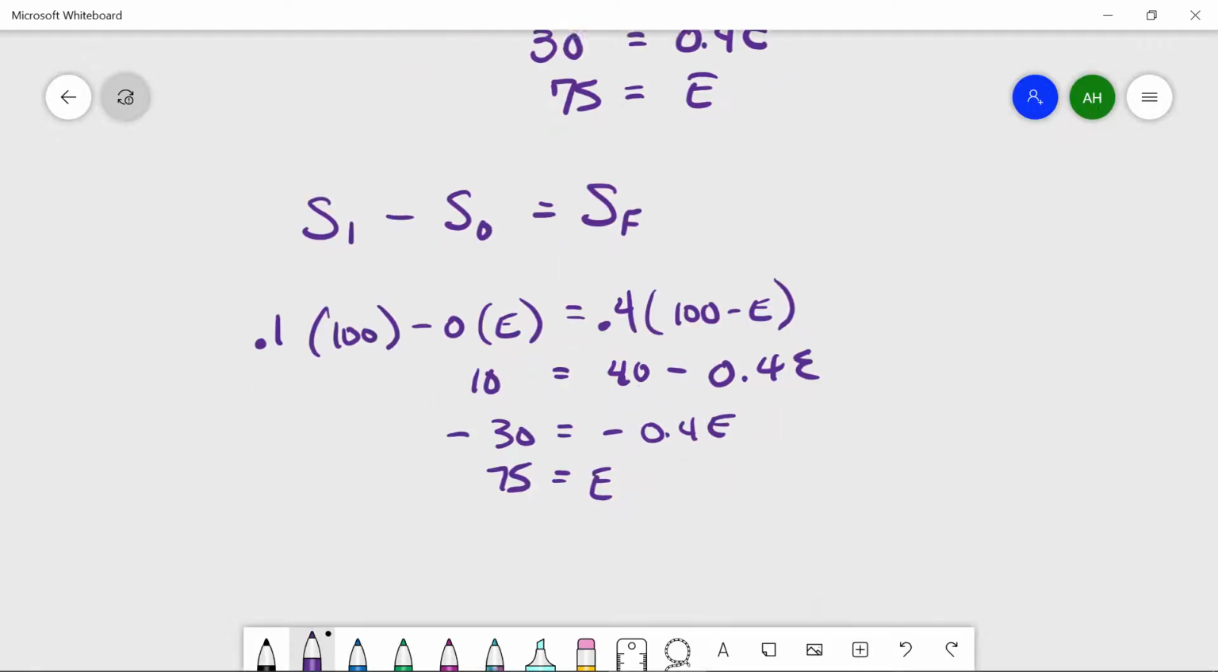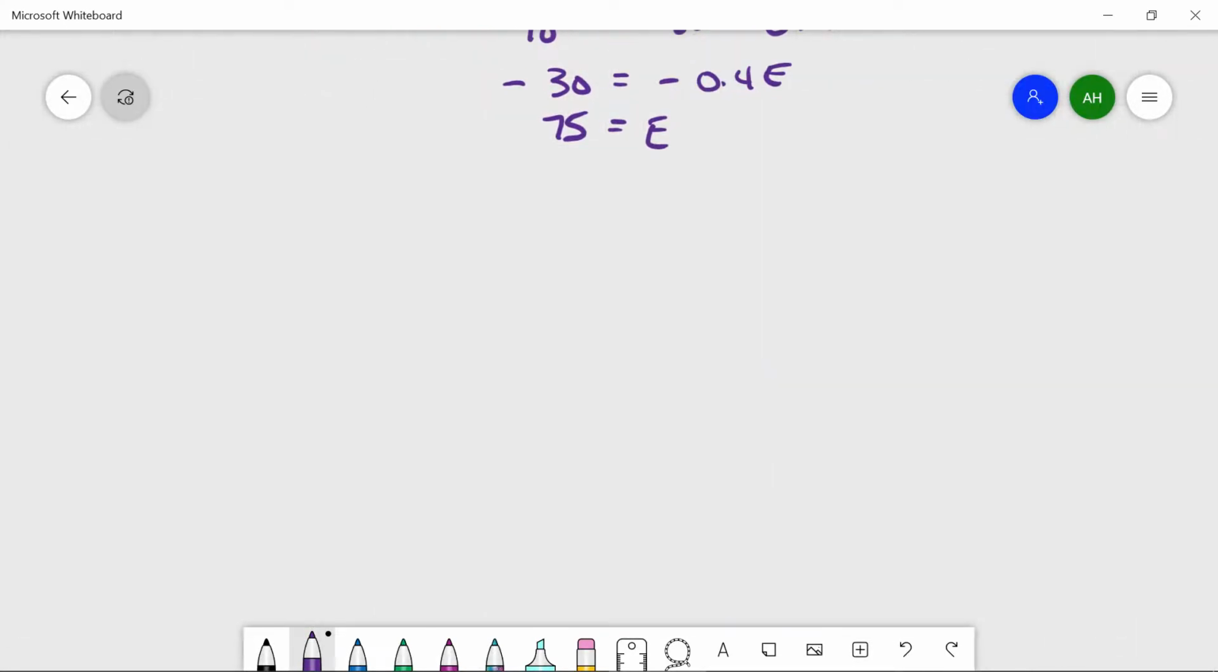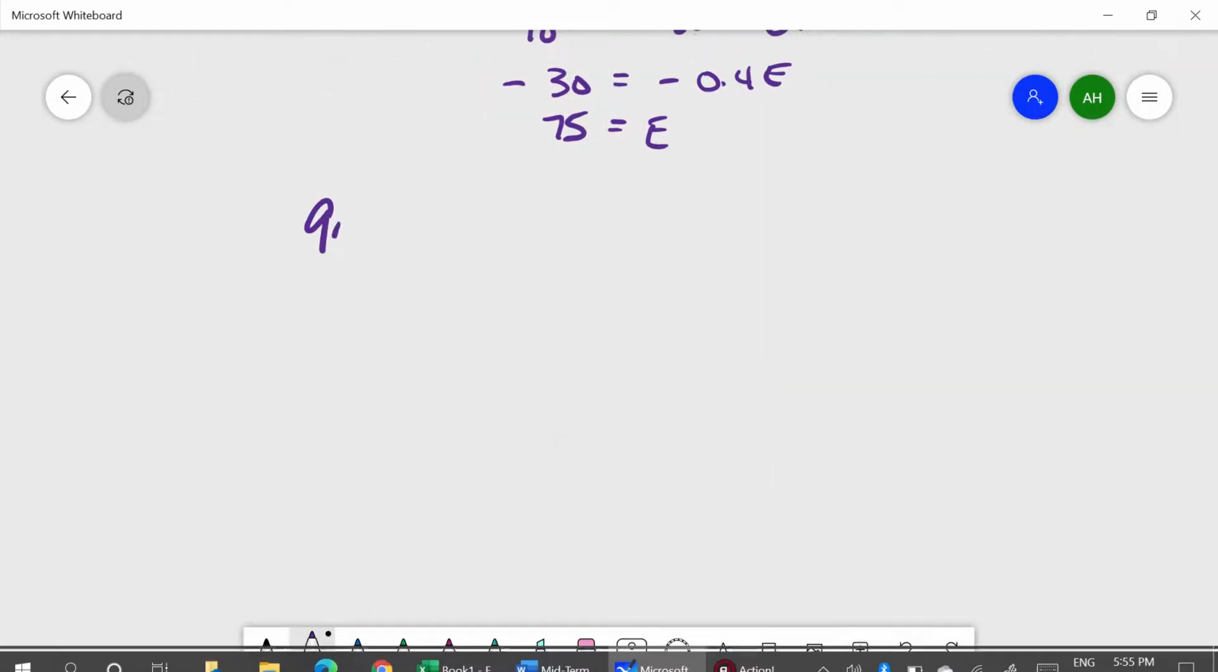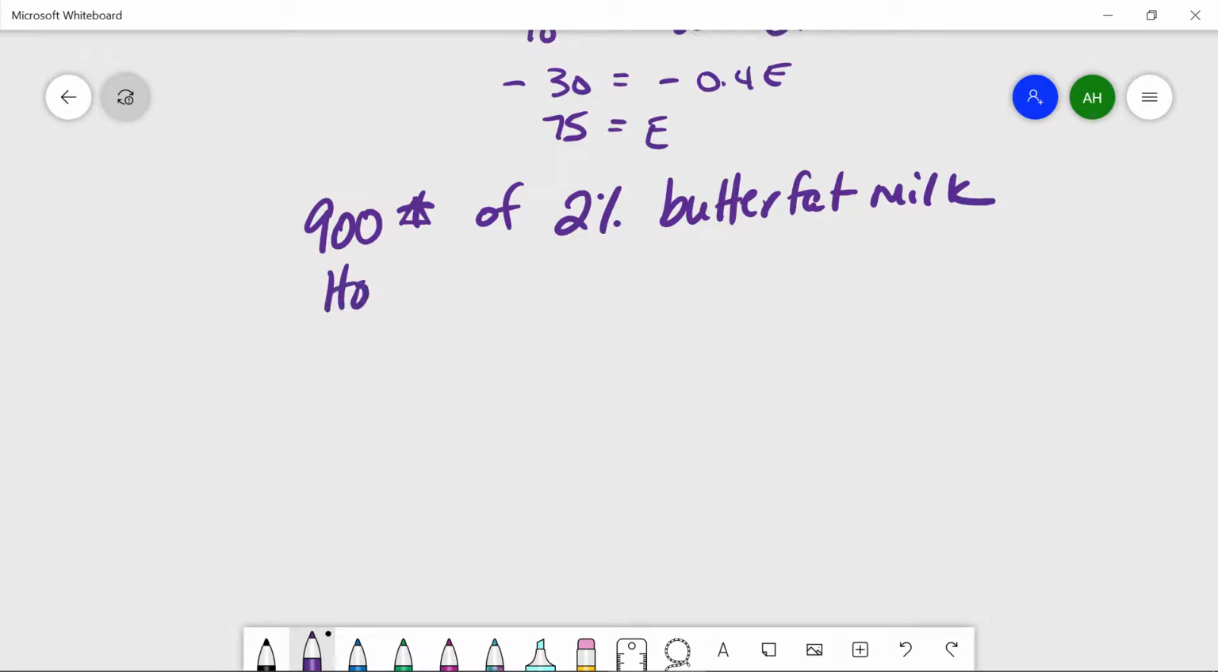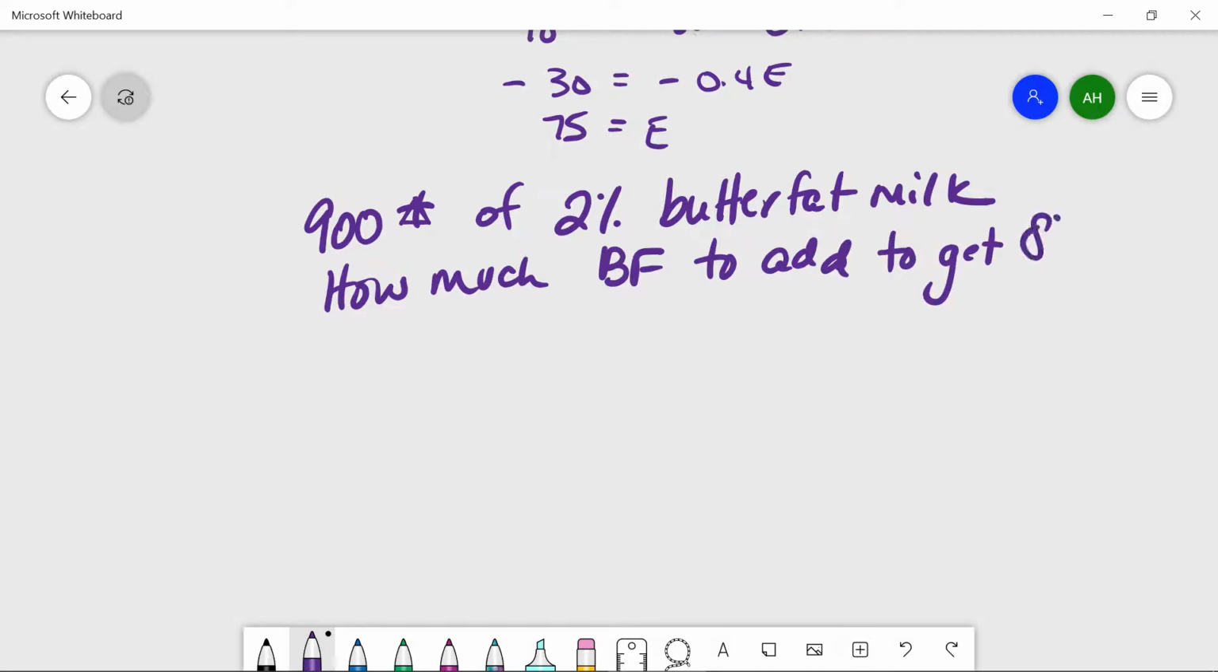Let's do one more real quick. Say I have 900 pounds of 2% butterfat milk. How much butterfat do I need to add to get 8% butterfat milk?